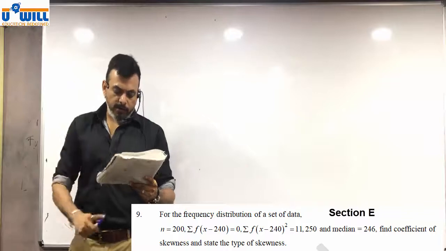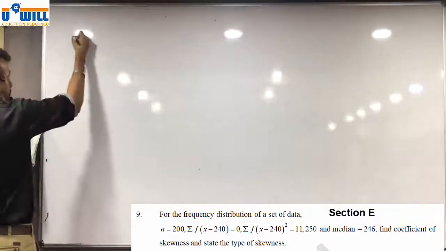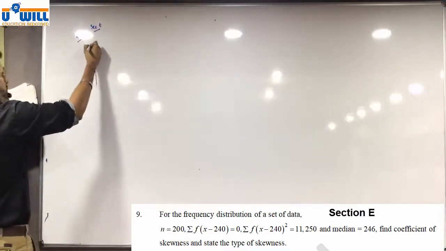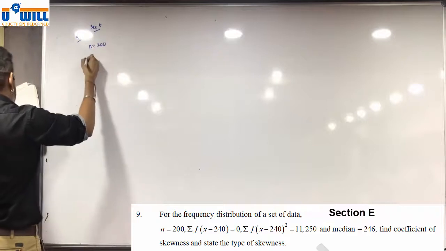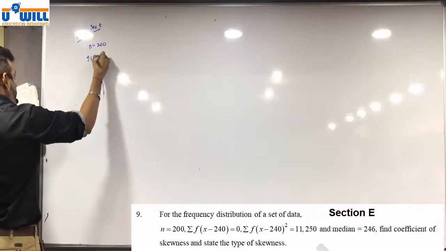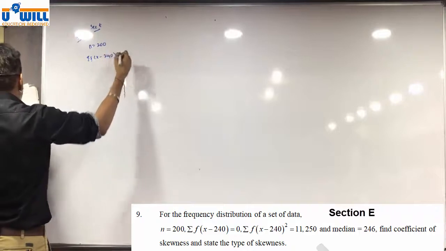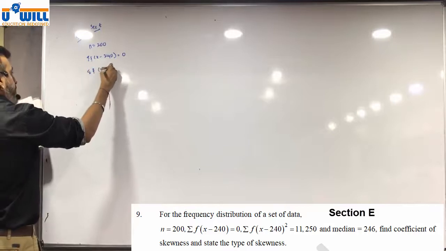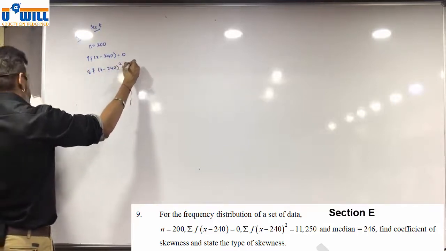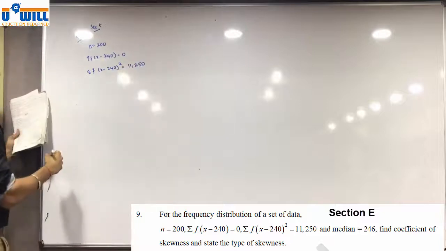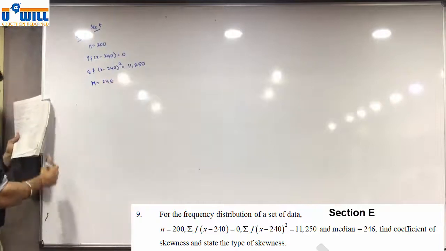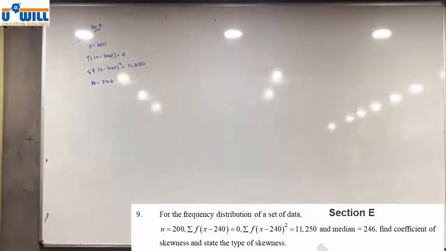Now first let's write what is given. That will give you a way for the answers. Section E. Question 9. N is equal to 200. Sigma f x minus 240 is equal to 0. Sigma f x minus 240 square is equal to 11,250. Median is equal to 246. Find the coefficient of skewness and state the type of skewness.